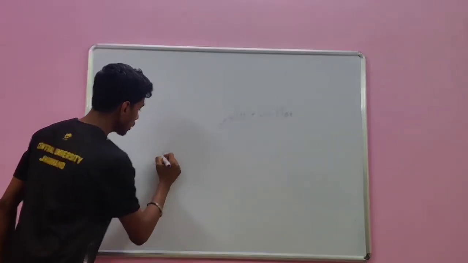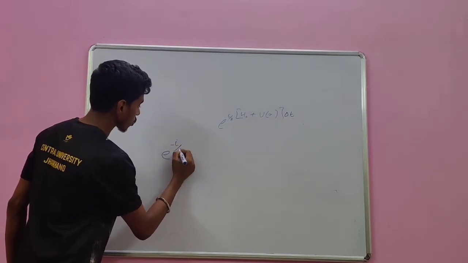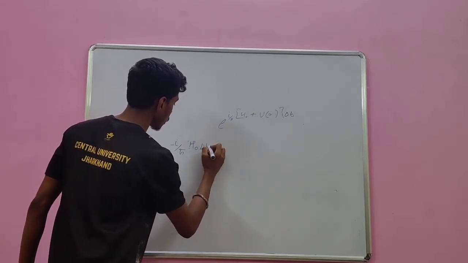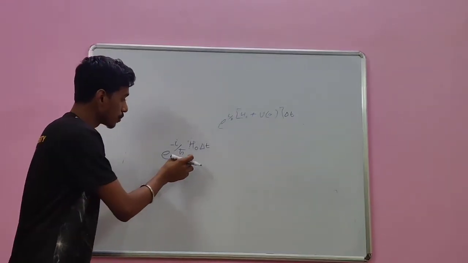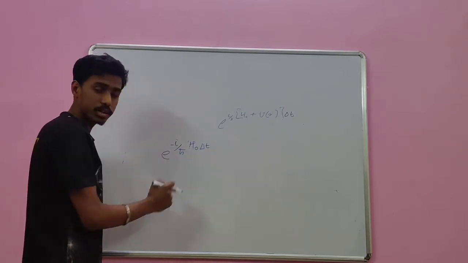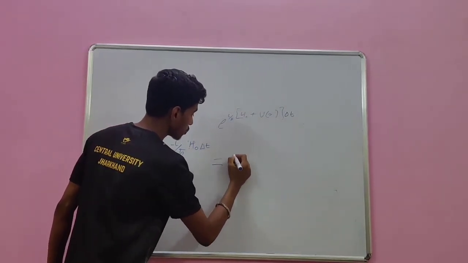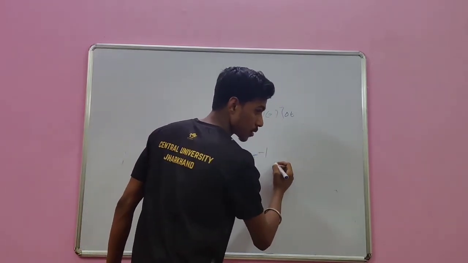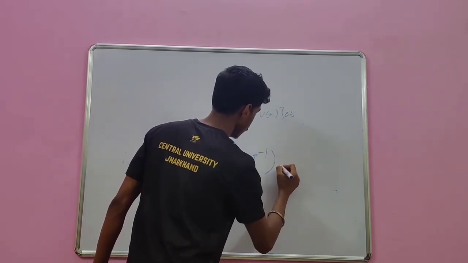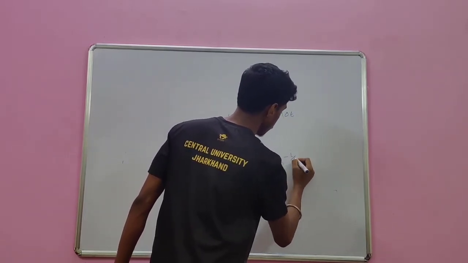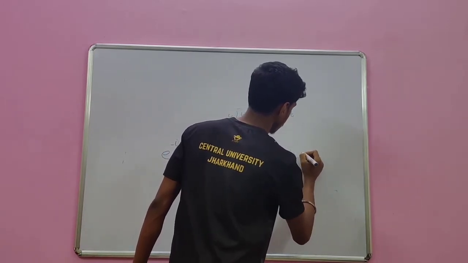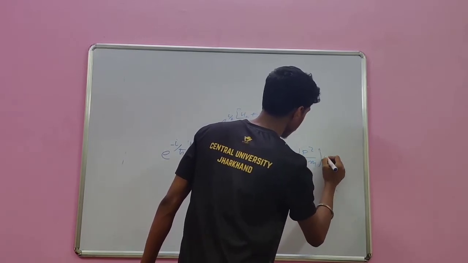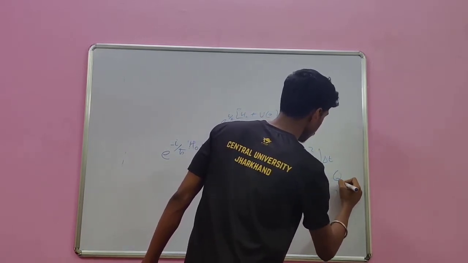Now here e to the power minus i by h cross H naught delta t. When we implement these terms in a quantum computer, we will use this relation: QFT inverse, e to the power minus i by h cross p square by 2m delta t, QFT.